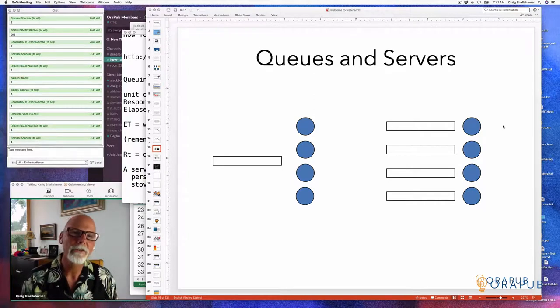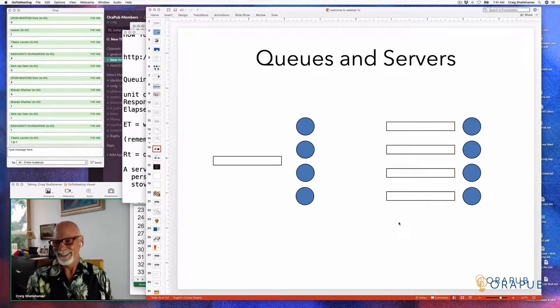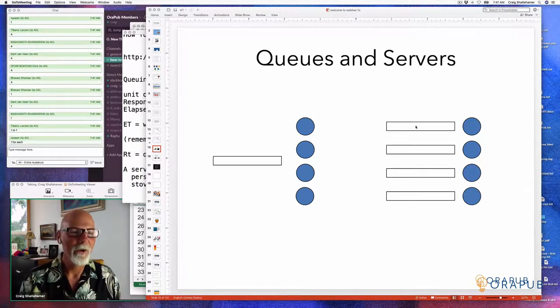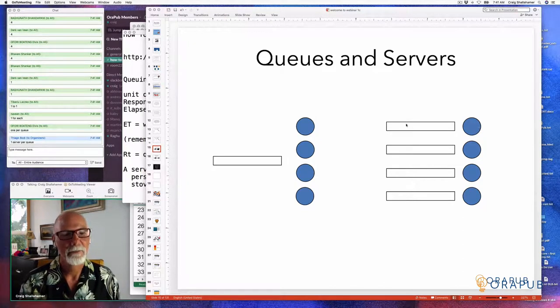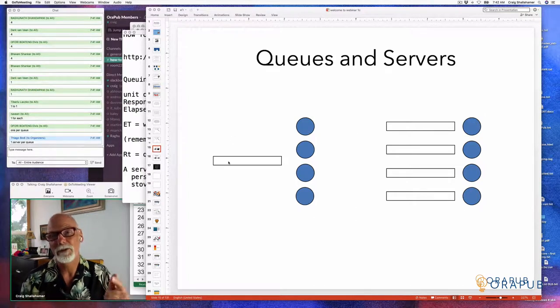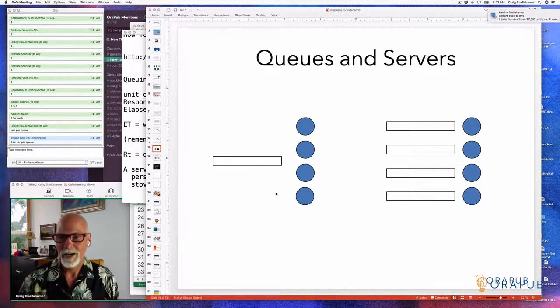How many servers are there for each one of these queues right here? You guys knew I was going to ask, didn't you? There is one server per queue right here. One server per queue. I pointed the wrong way, backwards. There's one server for each one of these queues. And here, there's four servers per queue. There only happens to be one queue. That's important.